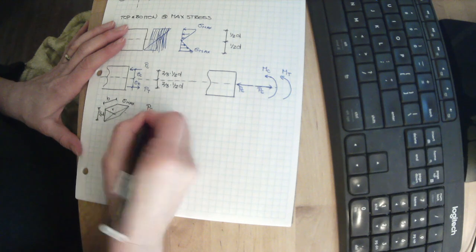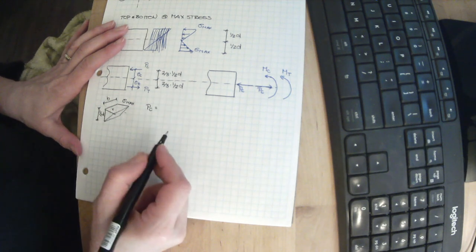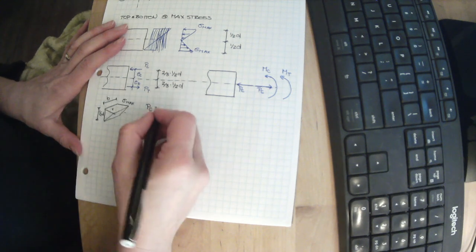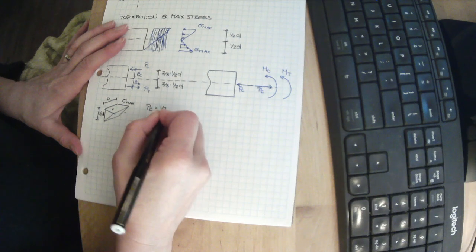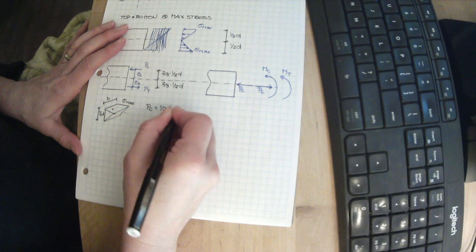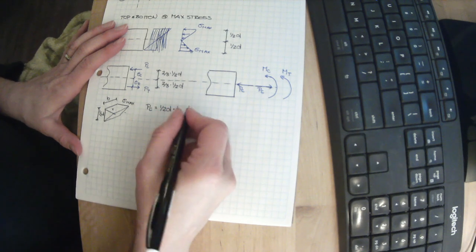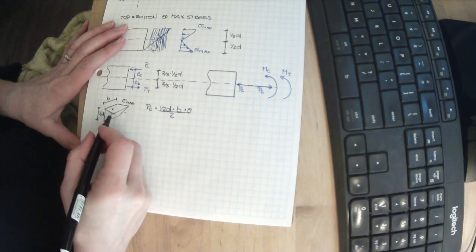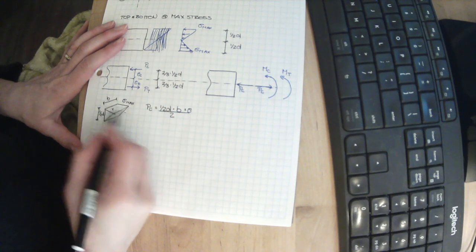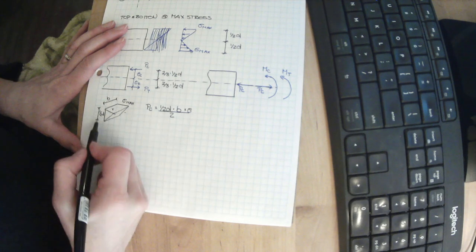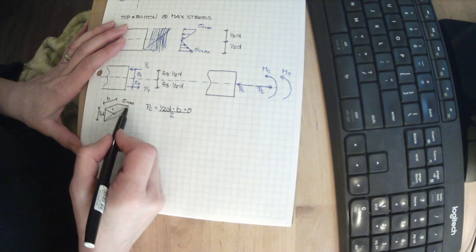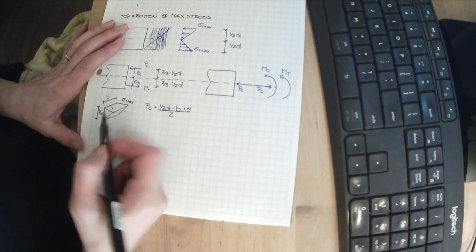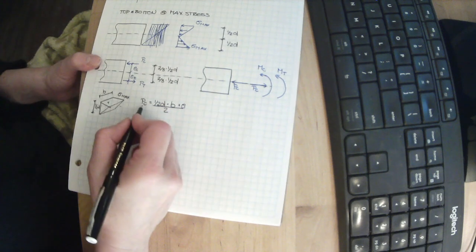PC is the volume of this. So we have 1/2 D times B times stress divided by 2. Remember, because it's a triangle. If this was one big rectangle, it would be 1/2 D times B times the stress max. But we only have half of it because it's a triangle. All right, so we have our PC.